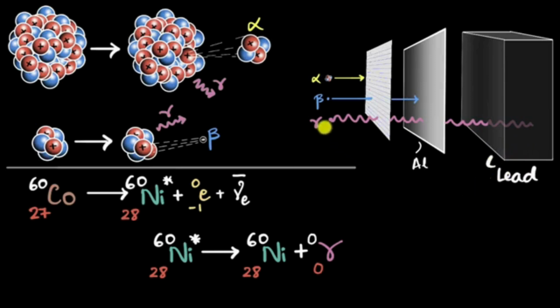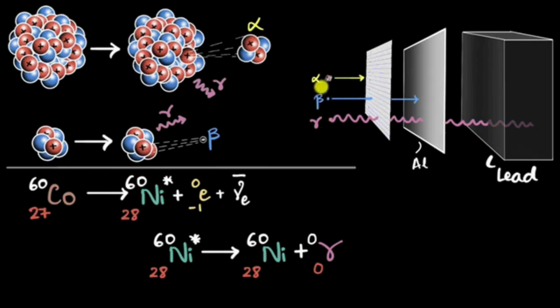Okay, what about its ionizing power? Well, all three radiations are ionizing radiation. This means that they can knock off electrons from the atoms, which means they can destroy tissues and cells and all of that. But of the three, gamma has the least ionizing power.